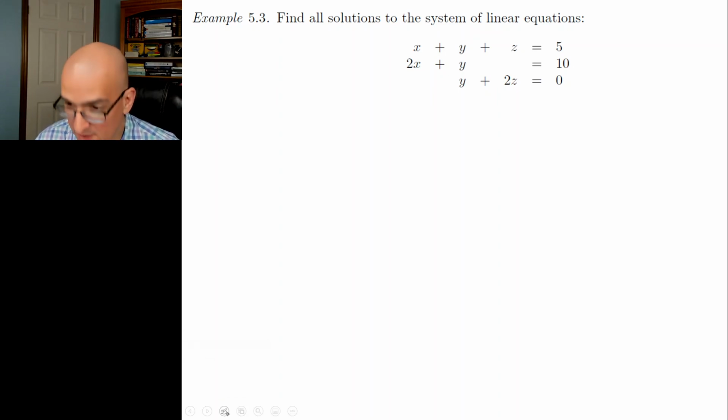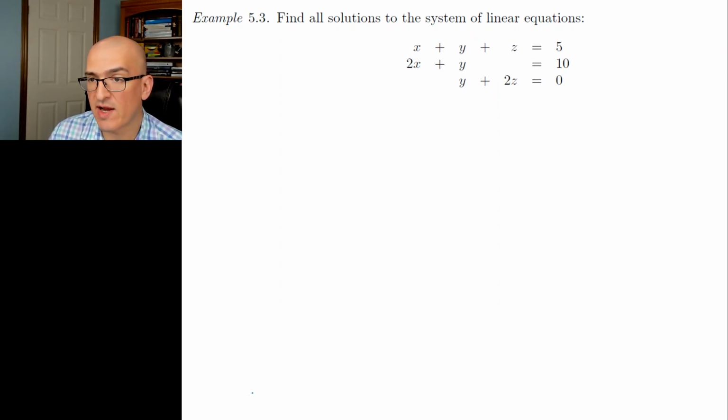All right, next example. Find all solutions to this system of linear equations. So I'm going to write this down in a slightly different way so it's easier to keep track of. My thinking process is I want to get rid of pieces of the expression. I want to make pieces of the variables disappear. So for example, if I replace equation 2 with equation 2 minus equation 1, that will make the y part completely disappear.